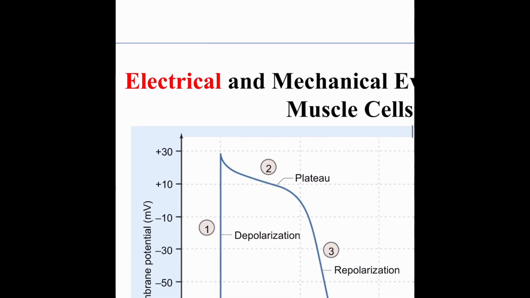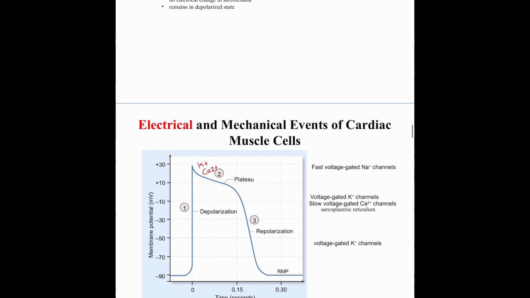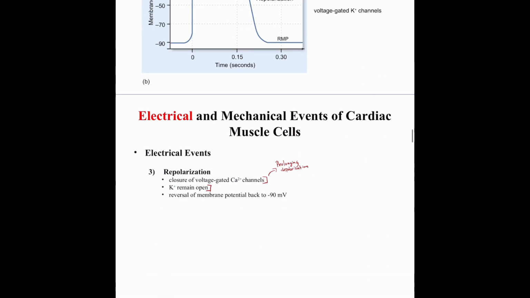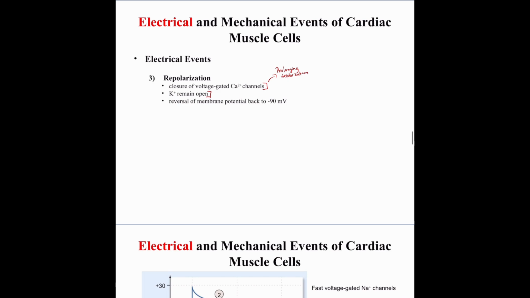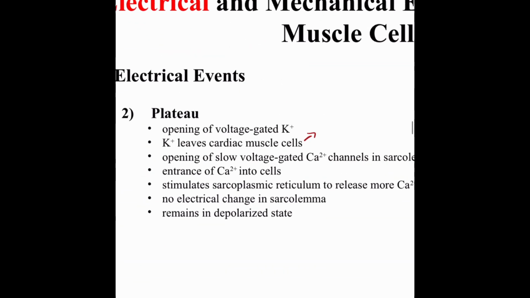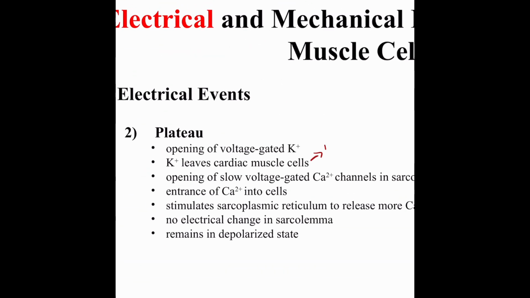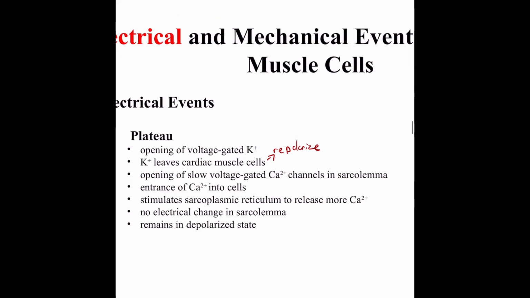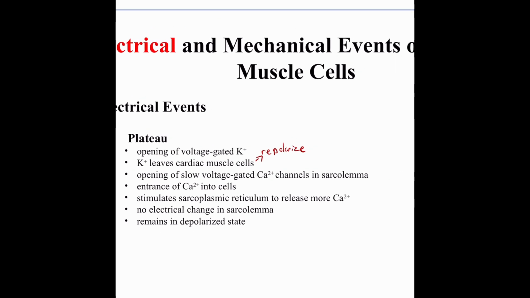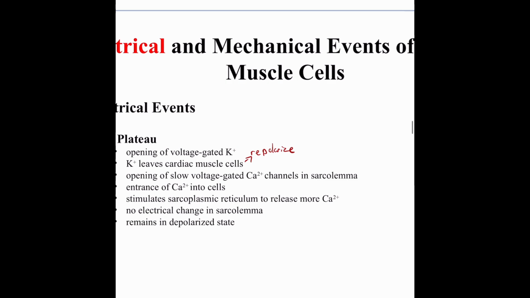And that leads to that plateau, which is why it's so drawn out, because both potassium and calcium are interacting, right? So calcium is flowing in and potassium is flowing out, right? So potassium is flowing out, which would repolarize. Right, so we'd be going back to our negative 90 millivolts.